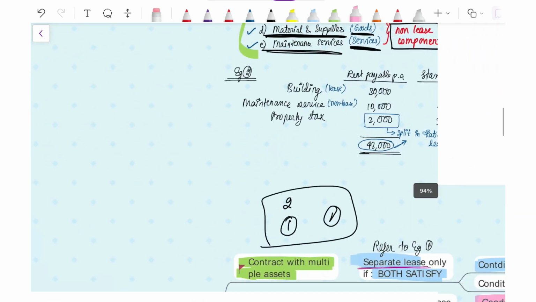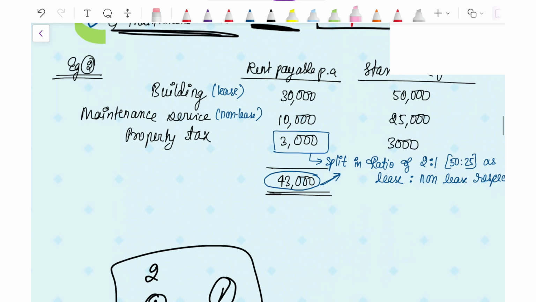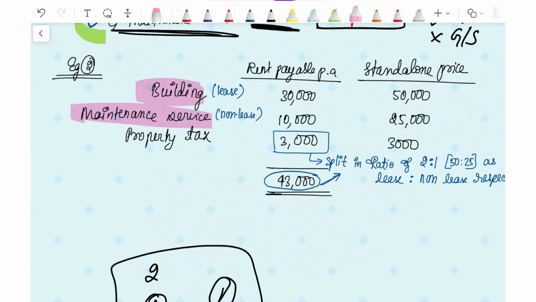Okay, let's take another example here. Now suppose you have taken a building on lease. This building is an asset. So this comes under the definition of your lease. Then you have a maintenance service for that building which you have taken, and for that you are also going to pay. Suppose for that building every year you will pay 30,000. For the maintenance that happens to the building, you are going to pay 10,000 every year. And then on that building, you have to pay a property tax of 3,000 every year.